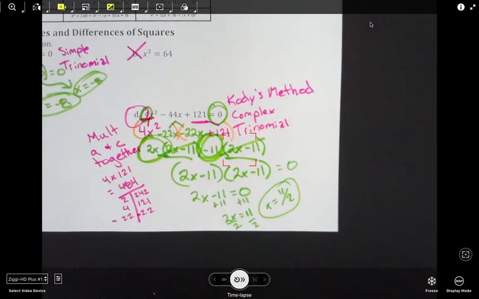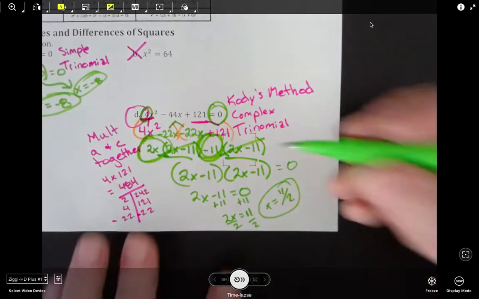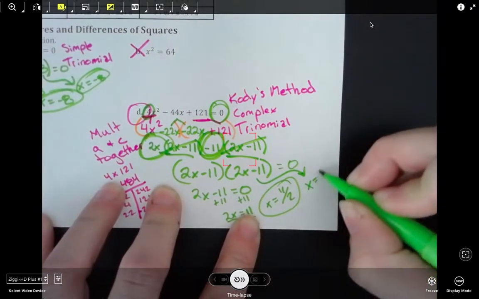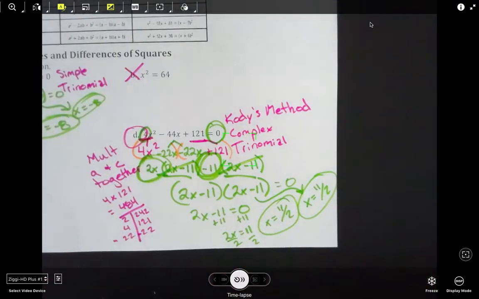Now, what if I do the second one? It's the same thing, right? 11 over 2. There you go. Really, you don't need to write both of those answers twice because it's the same number, right? You can only just do it once if you want to. All right? Good? Happy with that? All right, let's go to the back side.